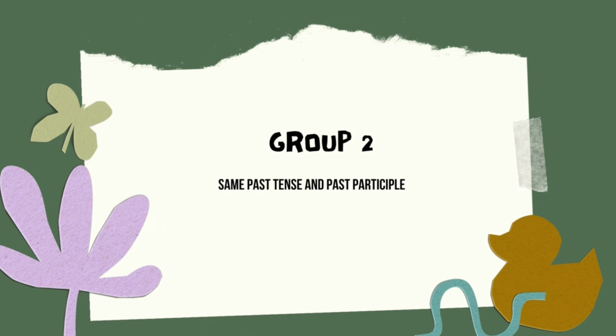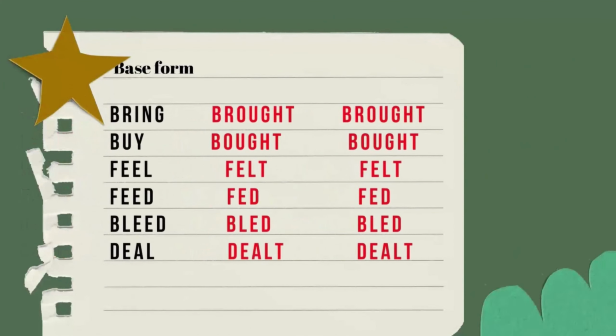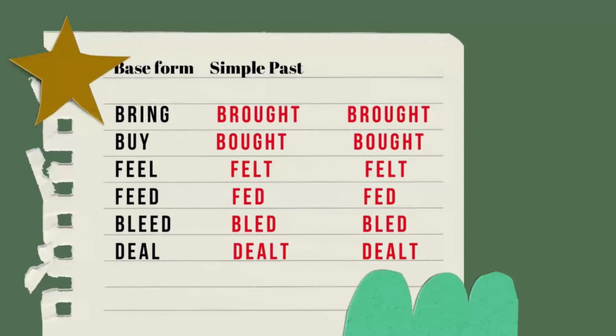We'll move to the group 2 of irregular verbs. In this group, past tense and past participle will remain the same but will be different from base form. Let's see some examples and understand. Bring, brought, brought. Buy, bought, bought. Feel, felt, felt. Feed, fed, fed.